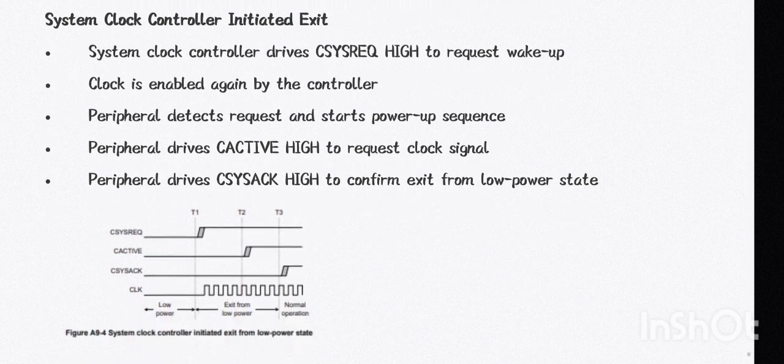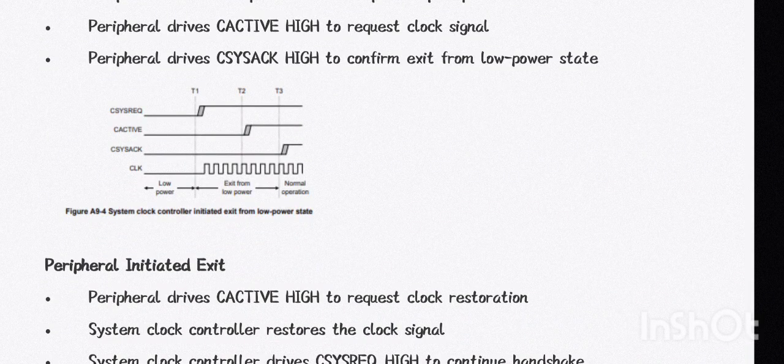System clock controller initiates exit. The system clock controller drives CSYSREQ high to request wake up. The clock is enabled again by the controller. The peripheral detects the request and starts the power up sequence. The peripheral drives CACTIVE high to request clock signals. The peripheral drives CSYSACK high to confirm exit from low power state.